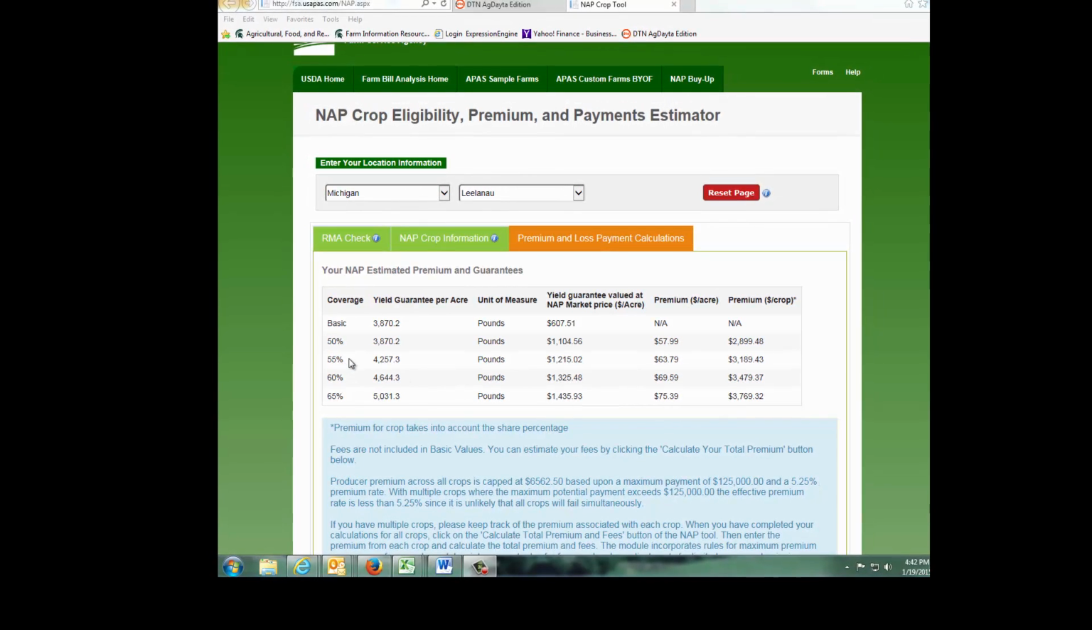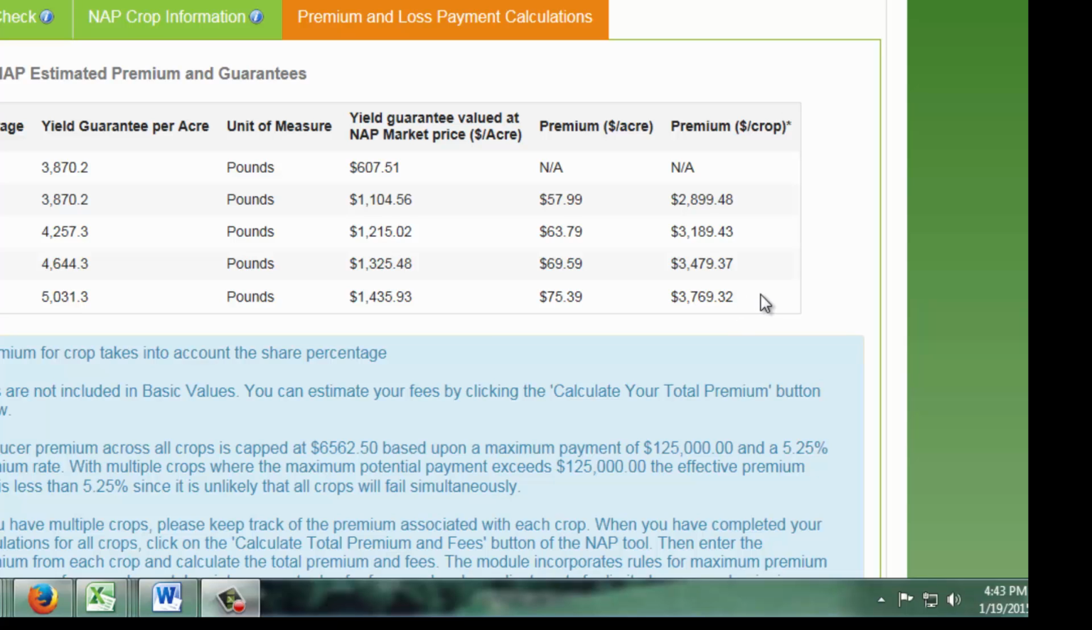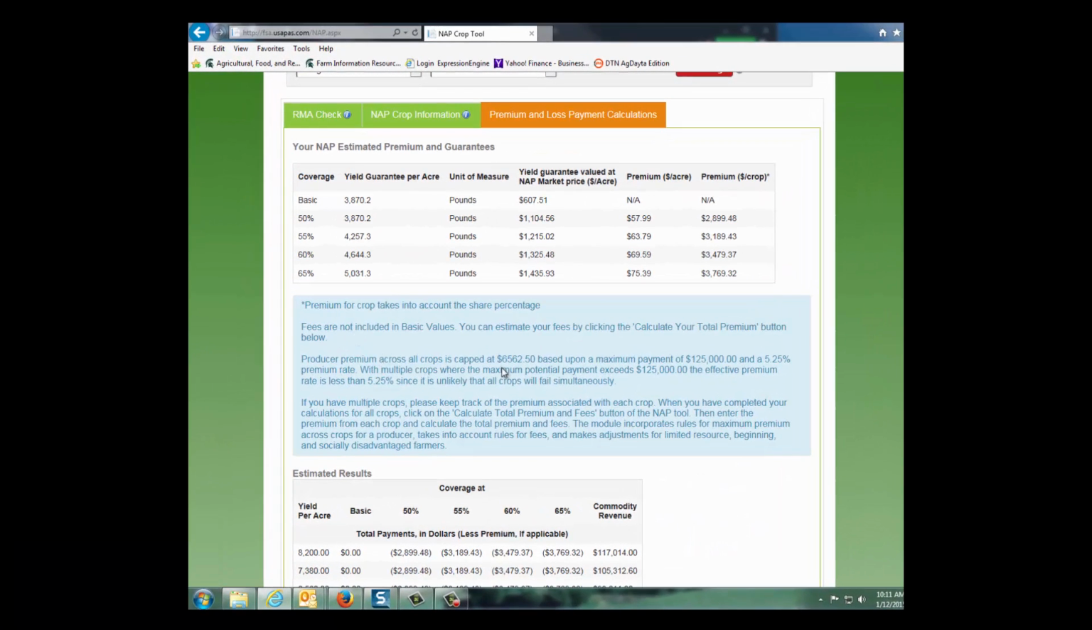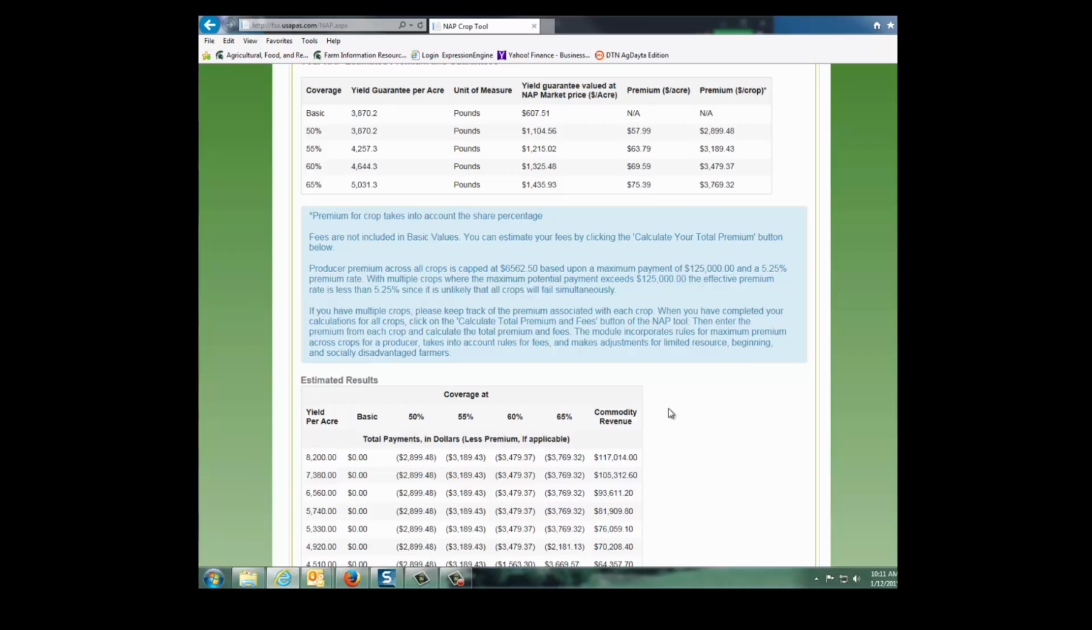$2,899.48. We also can go through the same method with 55%, 60%, and 65% of these different levels following the same method. This is 65% of my approved yield. Notice that none of these numbers over here are greater than $6,562.50. Producer maximum is capped at $6,562, and we'll go through an example in just a minute to explain how that works.